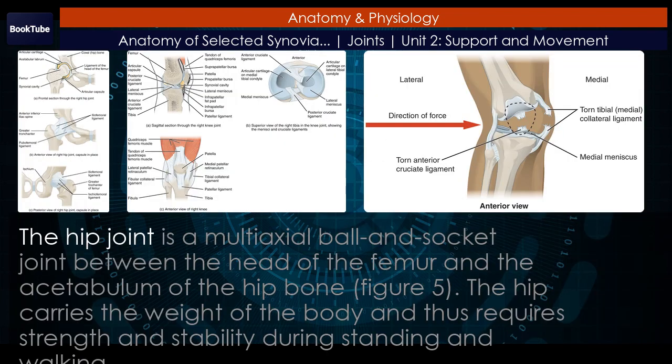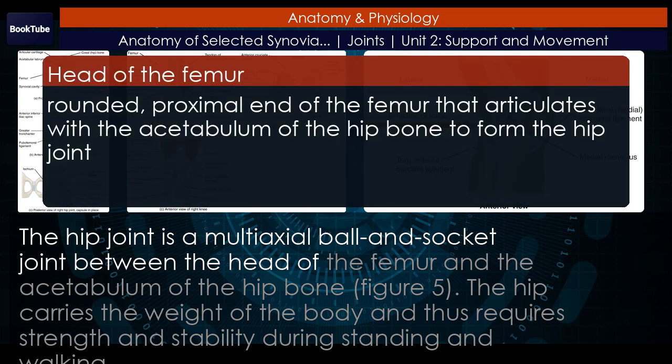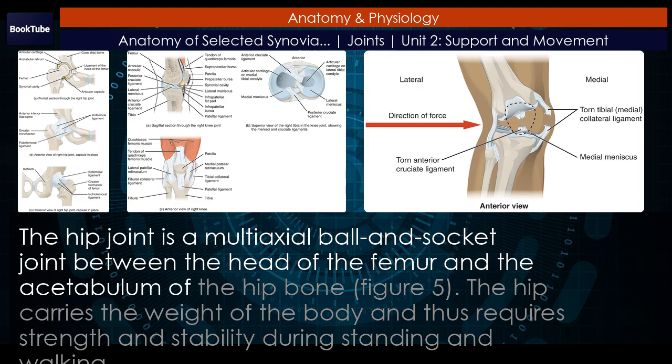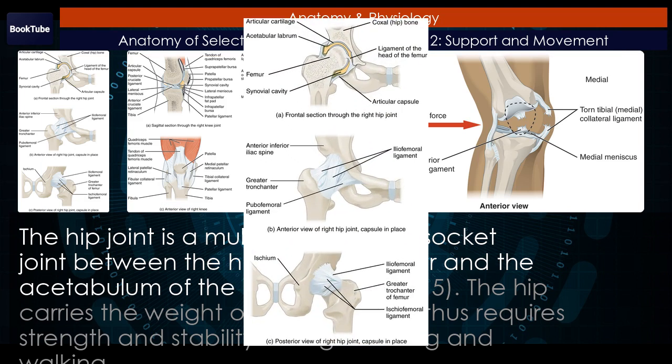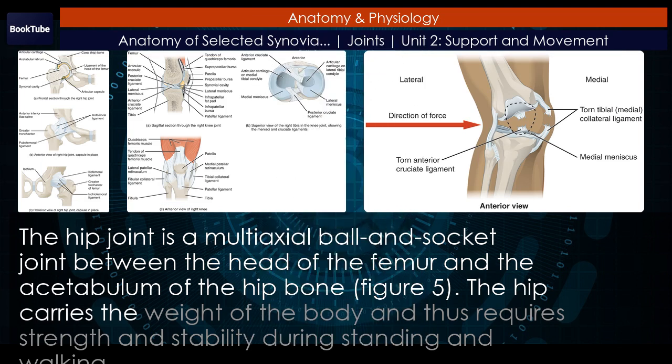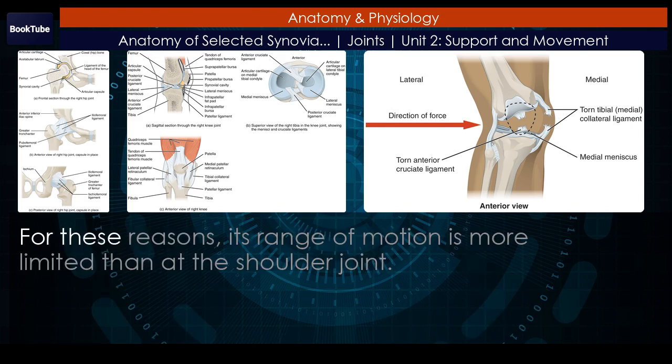Hip joint. The hip joint is a multiaxial ball and socket joint between the head of the femur and the acetabulum of the hip bone. Figure 5. The hip carries the weight of the body and thus requires strength and stability during standing and walking. For these reasons, its range of motion is more limited than at the shoulder joint.